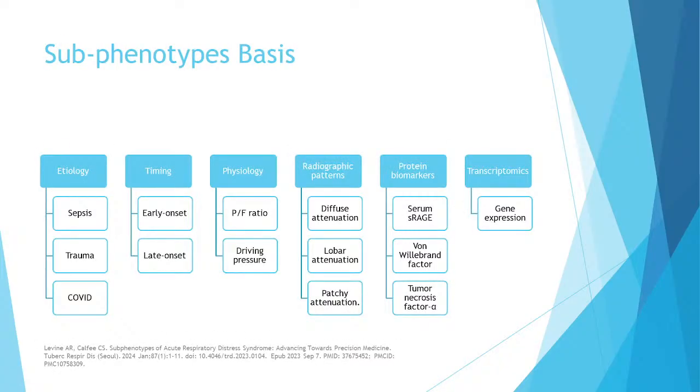So this is just an example. This is not a definition or an all-exhaustive list. For you to understand what I mean by subphenotype, you can divide it by etiology like sepsis, trauma, COVID, or you can divide a subphenotype based on timing like early onset ARDS, late onset ARDS. This is a subphenotype which we all know, PF ratio. We divide it. We have a lot of treatment tailored to severe ARDS, treatment tailored to moderate ARDS.